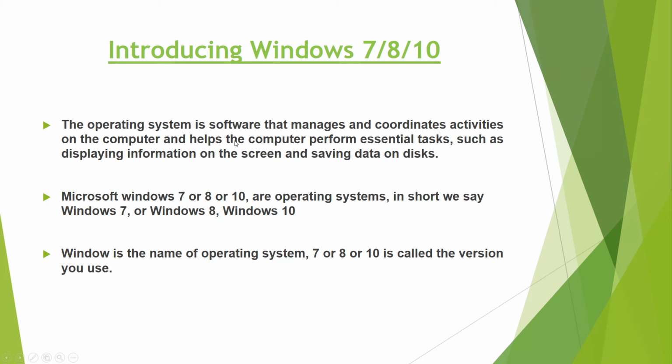The operating system is software that manages and coordinates activities on a computer and helps the computer perform essential tasks such as displaying information on the screen and saving data on disks. Microsoft Windows 7, 8 or 10 are operating systems. In short, we say Windows 7, Windows 8 or Windows 10. So these are the operating systems. Windows is the name of the operating system, while 7, 8 or 10 is called the version which we use.